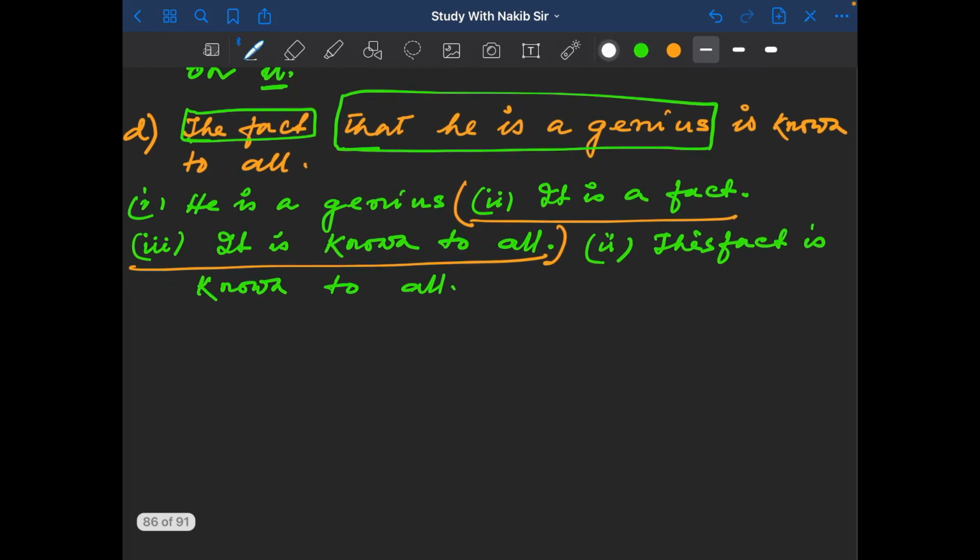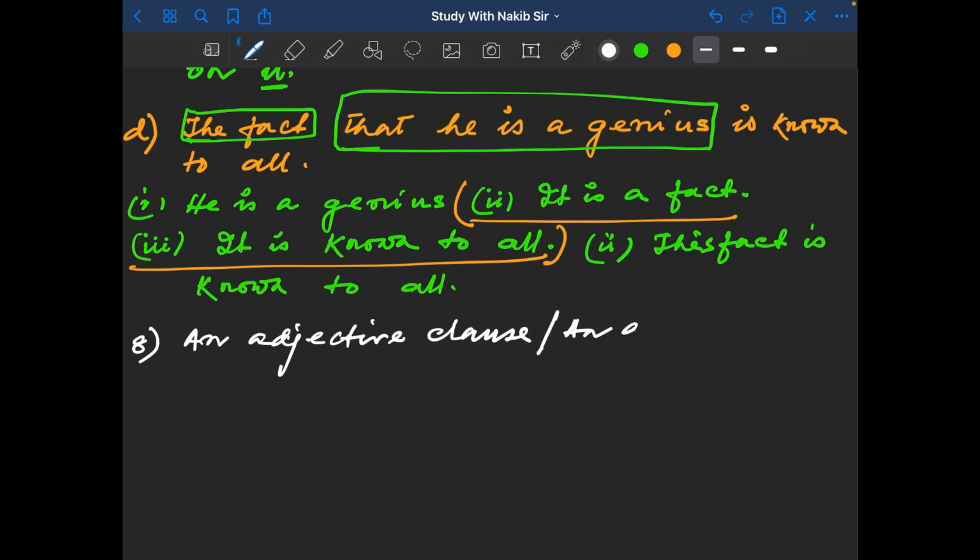Now, in a sentence, if you get an adjective clause or an adjective, for that adjective or for that adjective clause, a separate sentence can be framed. See the example.